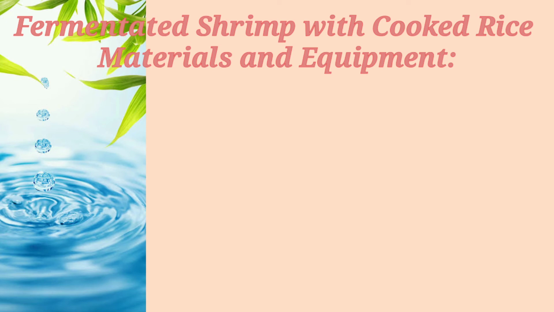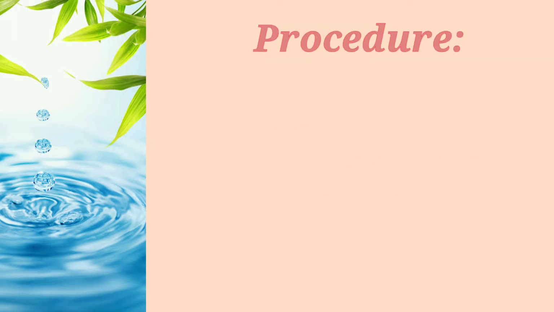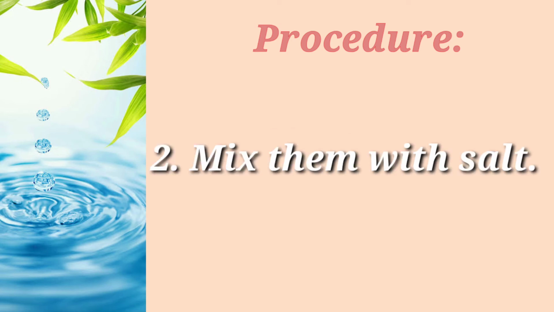We have materials and equipment: small shrimp, salt, polyethylene, cooked rice, bottles. Procedure: first, cut the antennae, afterwards wash and drain. Second, mix the shrimps with salt equal to 20% of their weight. Let it stand for 2 hours and drain.